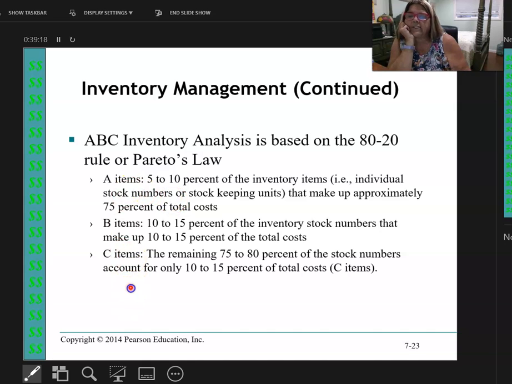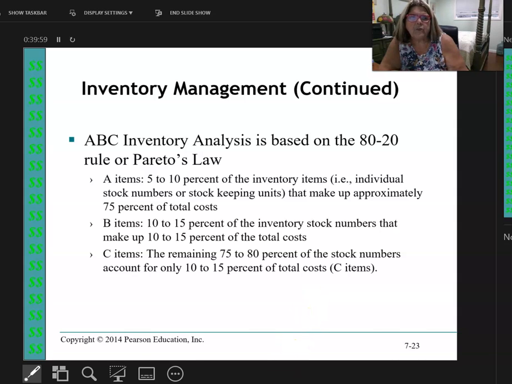So I break my categories into A, B, and C. A is a small percent of my inventory, about 10%, that makes up the most value. The first 10% of my inventory is what I sell the most of. An A item is one of my best movers, but they only make up 10% of my inventory. B items are about 10 to 15%, and they sell also, but not quite as well as my A movers. And then my C items are the rest, the 75 to 80% that don't sell very often. So this is called ABC inventory analysis.